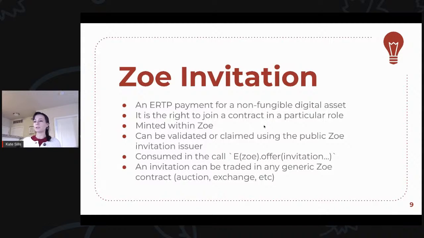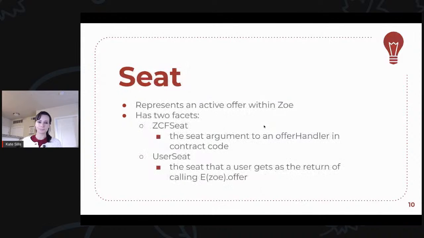And the really, really cool thing is that this invitation can be traded in any generic Zoe contract. So if you already have an auction set up or an exchange set up or anything that can take ERTP digital assets, they can take Zoe invitations. That's what we call the higher order composability of the Agoric platform. An invitation to a contract can be bought and sold, which is really cool.